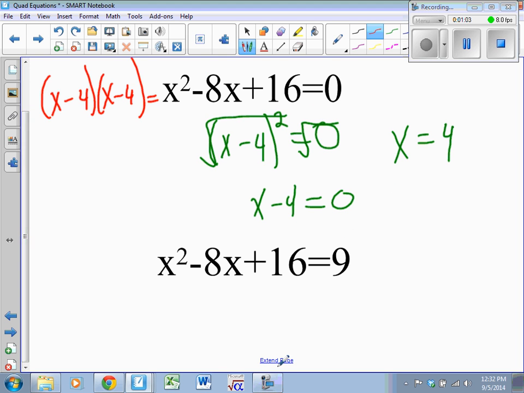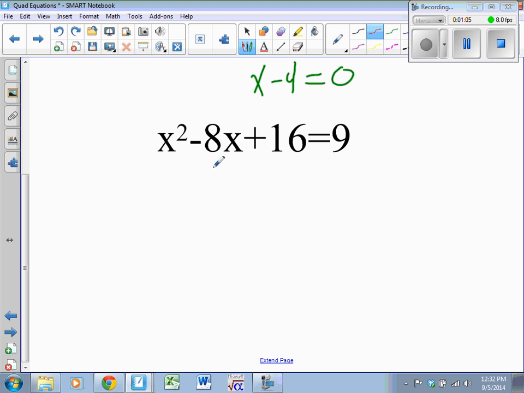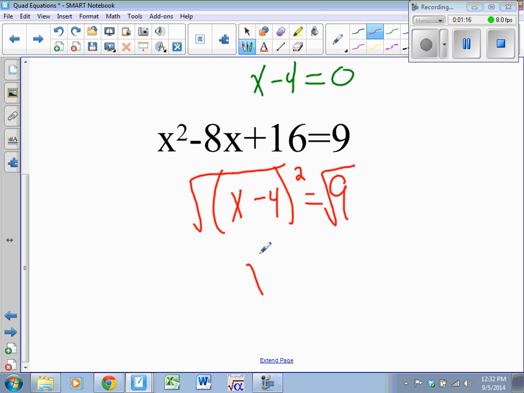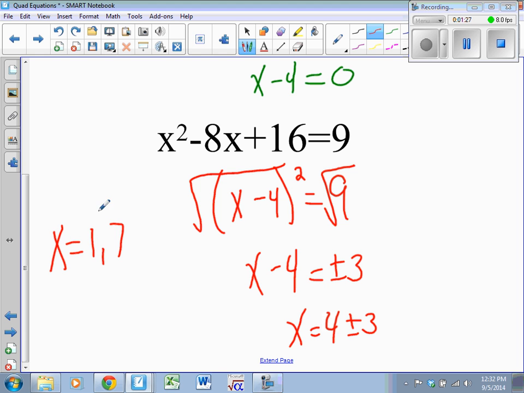Now, if we had something like this, and I factored the left side into x minus 4 squared equals 9, I now have it in the form to do extracting the square root like we looked at in the last video. So when we do completing the square, what we're really doing is looking at a problem and trying to convert it into something where we can do extracting the square root.